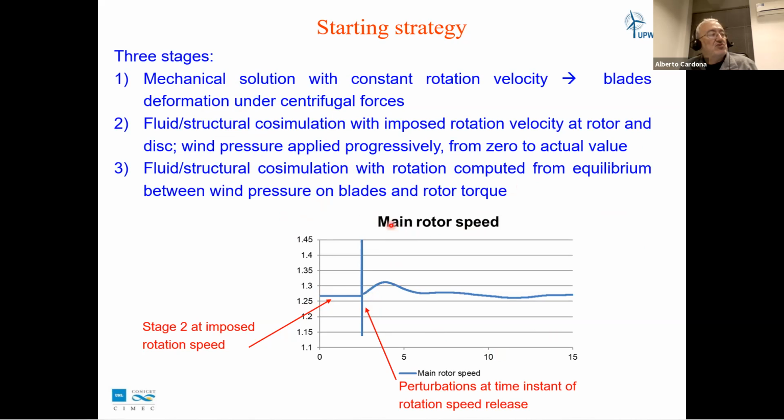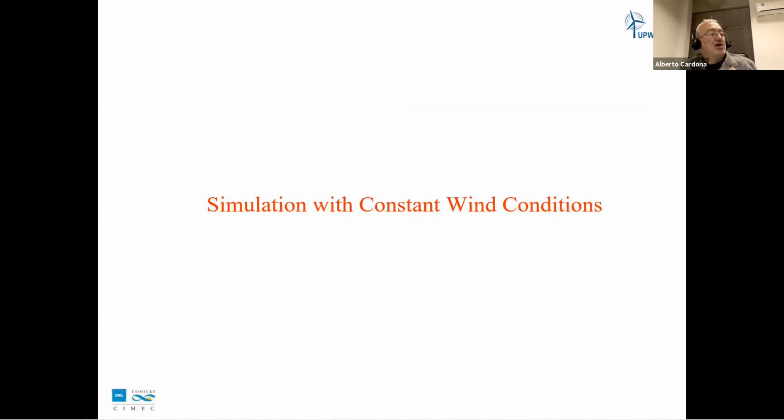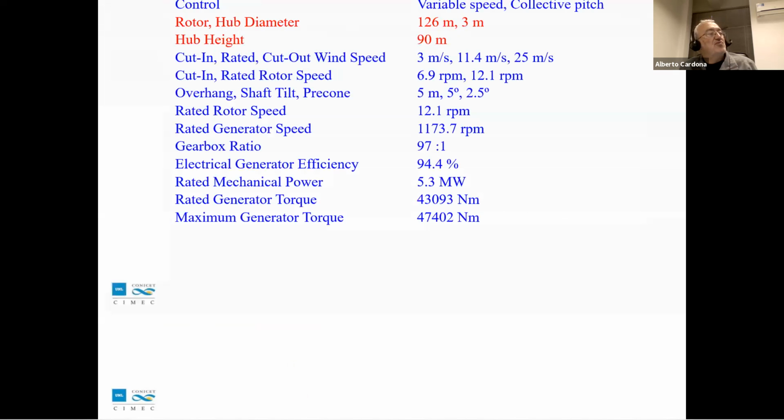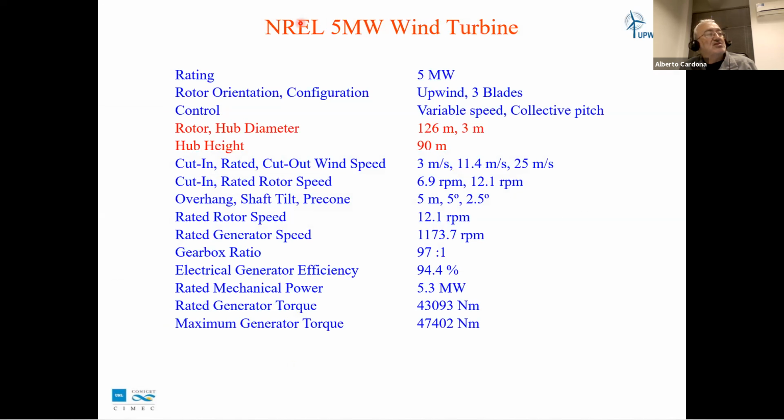We see here the evolution of the main rotor speed. At the beginning, we see a constant rotation speed. And at this moment where we free this rotation, we see that the rotational speed oscillates a little bit and finally arrives at a constant value. I will show you some results by imposing constant wind conditions. Here we model the 5 megawatt NREL wind turbine, which has a rotor diameter of 126 meters, and the hub height is 90 meters.